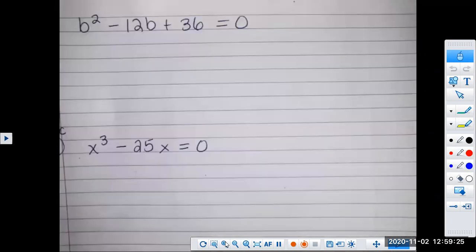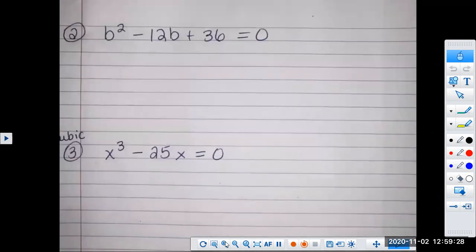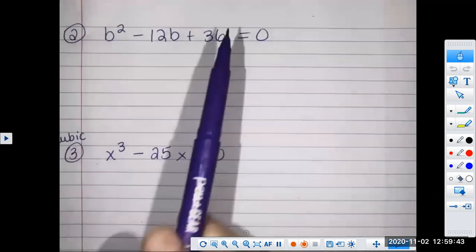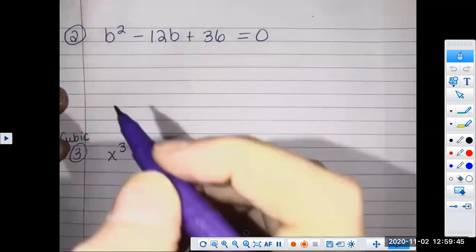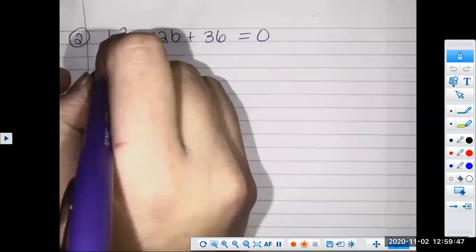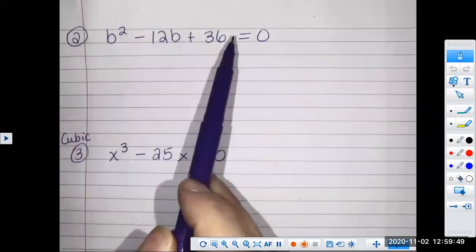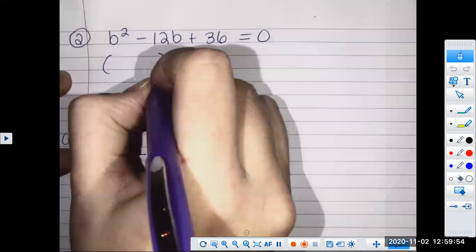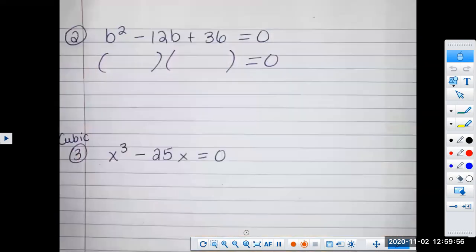And number 2. It's set equal to 0, so we're good to go. Will this factor? No. Yes. What do y'all think? Yes. How?